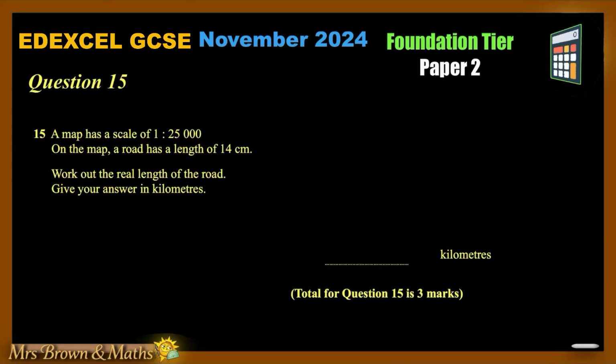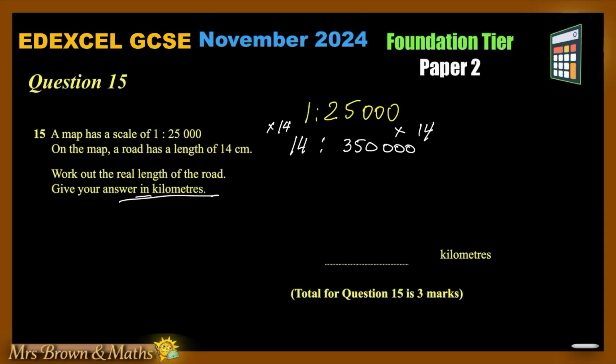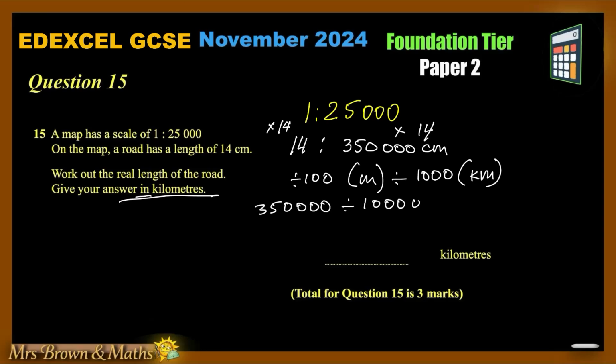Question 15. Scale 1 to 25,000. 14 centimeters means times 14. Do the same with 25,000. So it is 350,000. Convert to meters, divide by 100, 3,500 meters. Convert to kilometers, divide by 1,000, 3.5 kilometers.